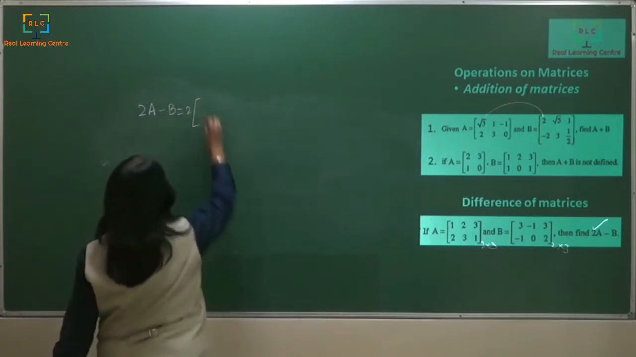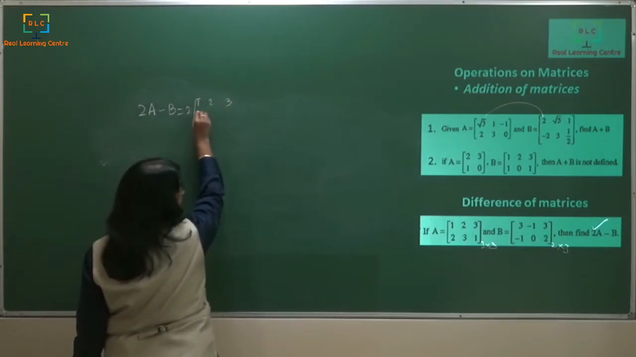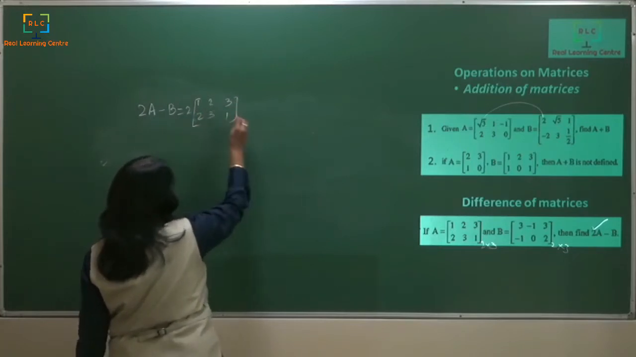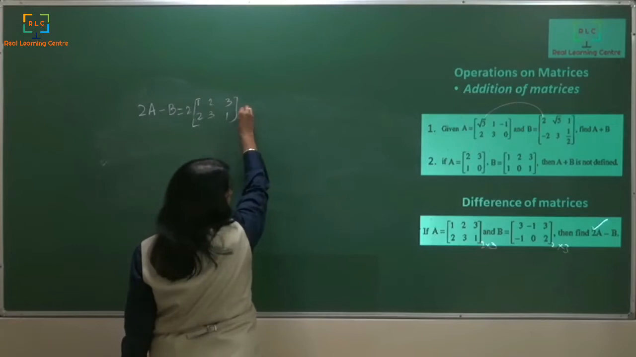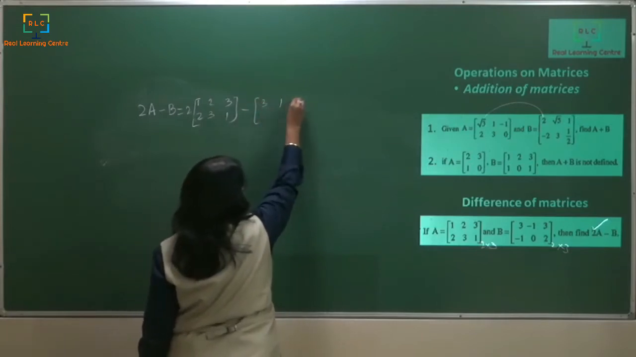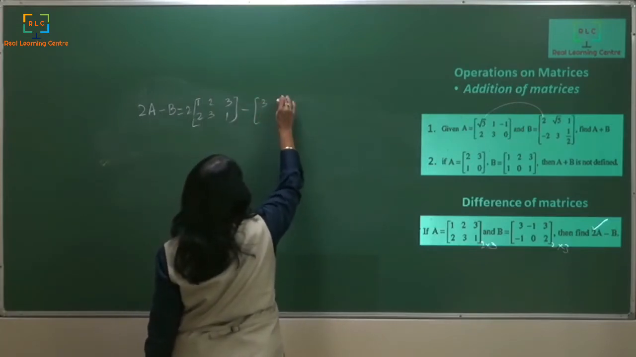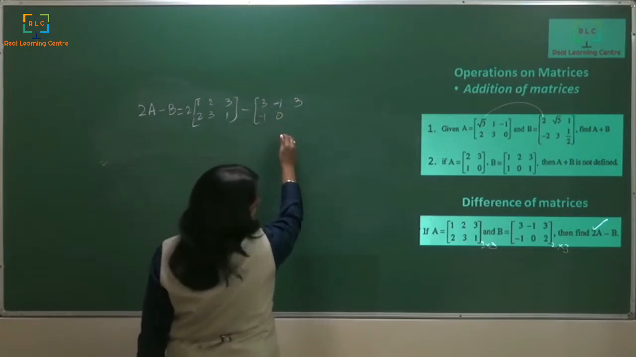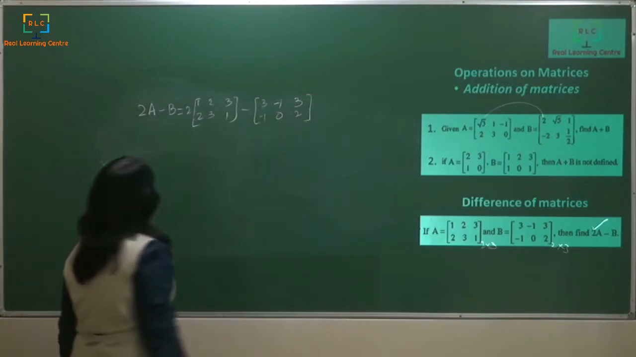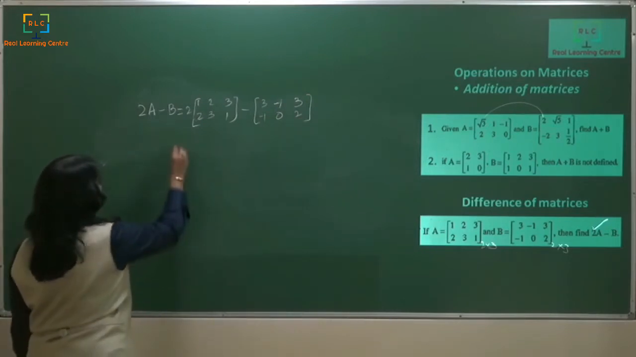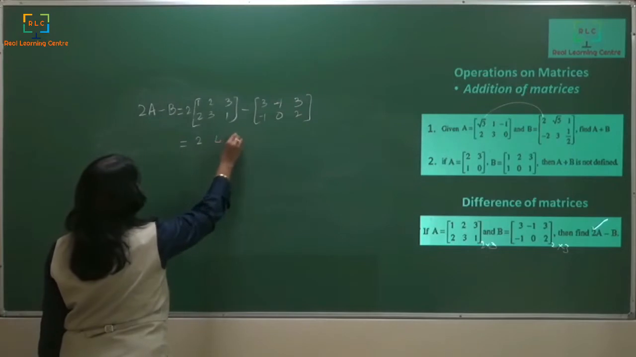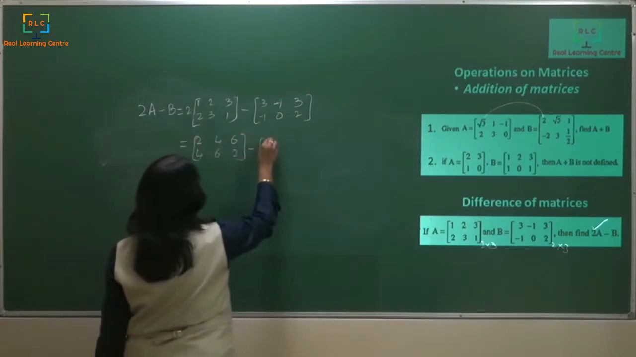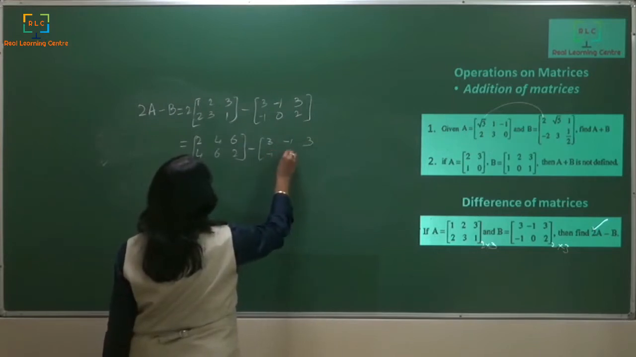2 into the matrix A, which is 1, 2, 3. When you are doing this problem in the examination, this step is unnecessary. 2A minus B. B is 3 minus 1 3 minus 1 0 2. You have it like this, and I'll multiply, which is equal to 2 4 6 4 6 2 minus 3 minus 1 3 minus 1 0 2.